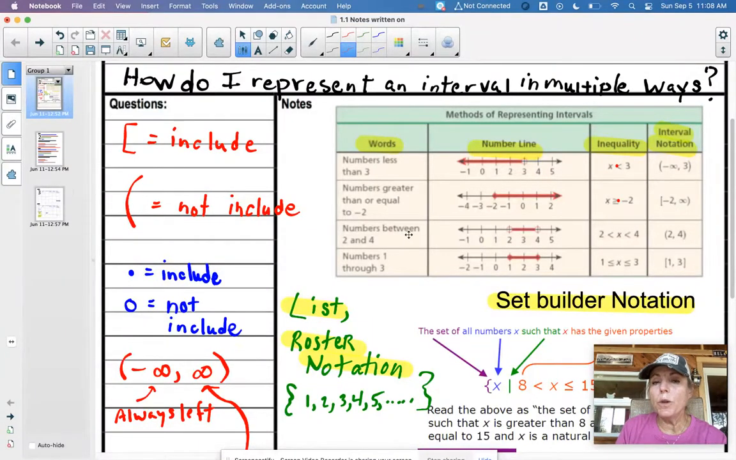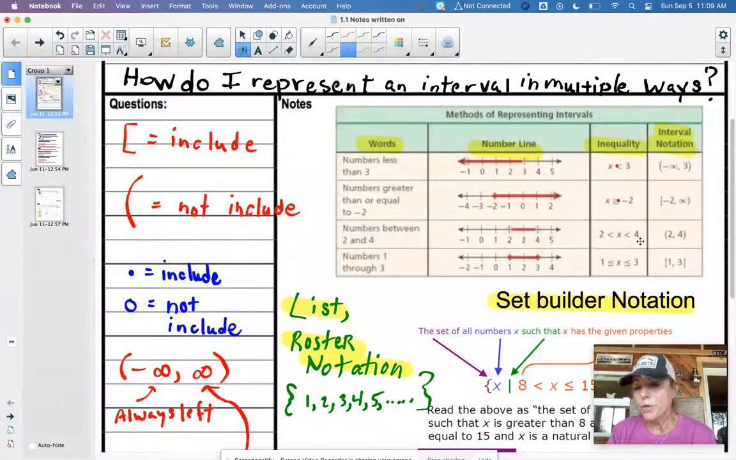Now, numbers between 2 and 4, numbers 1 through 3. We'll kind of do these together. I call this a sandwich situation because the interval that you're talking about is sandwiched in between two numbers. 2 and 4, open circle on 2, open circle on 4, because they're not including those. Here, you're including 1 and 3. That's why there's a closed circle on 1 and a closed circle on 3. When you write something in inequality notation and it's a sandwich situation, the x, or the variable, is sandwiched in between the two numbers.